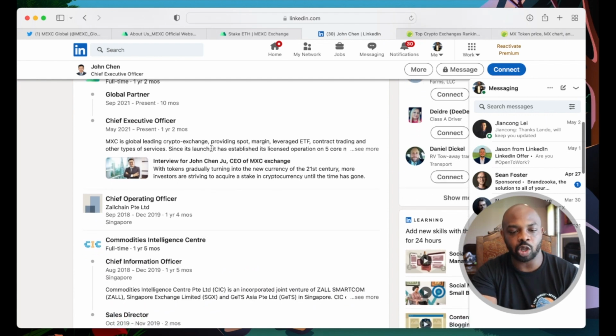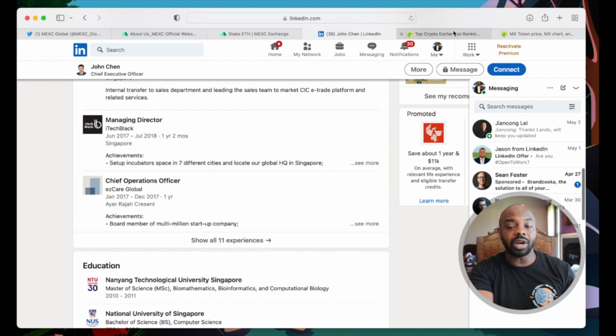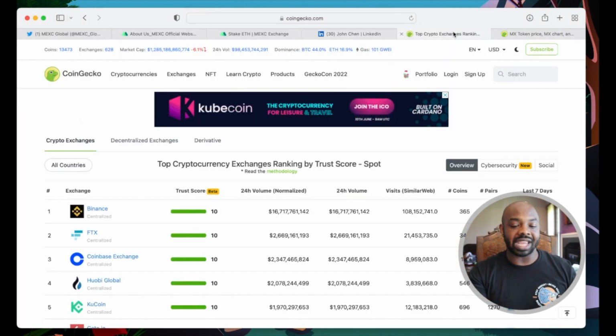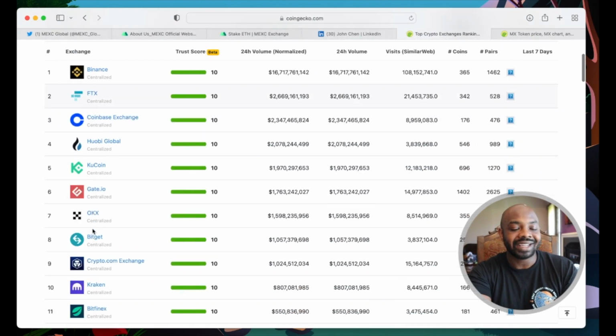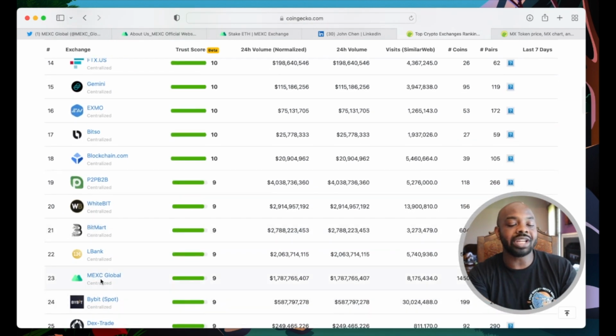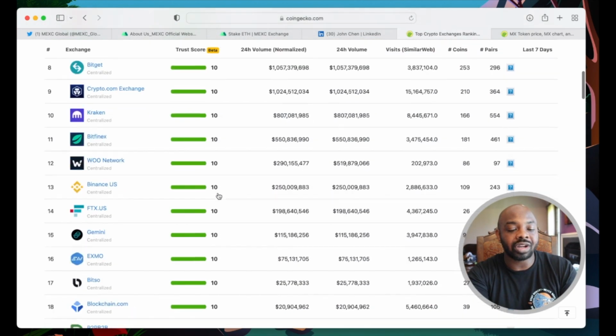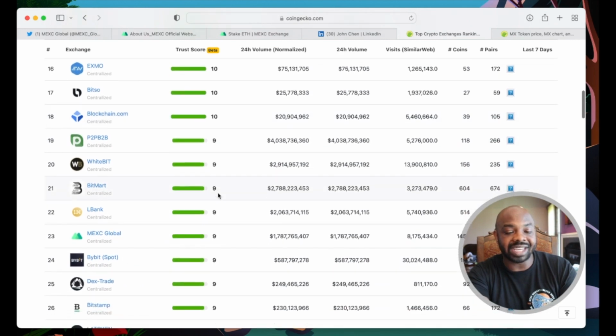MEXC is a global leader in crypto exchange, providing spot, margin, leverage, ETF, contract trading, and more. So I wanted to know, where do they rank, right? I went to CoinGecko, and with crypto exchanges, you have the top 100. I'm like, okay, let's see where they're ranked. And they're ranked number 23 out of the top 100. They have a CoinGecko trust score of 9. The highest you can get is 10.